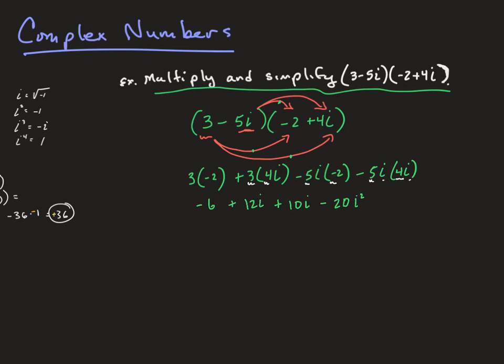Now, doing some combining like terms, I have a real number here, which has nothing to combine with, so I'll just bring it down. Then I have two terms with just an i in them, and I will combine those. So I have 12i plus 10i, and that is going to give me 22i. Then I have this term right here, which is negative 20 i squared, and we know i squared is the value of negative 1. So now I can simplify some more. I have negative 6 plus 22i. Negative 20 times a negative 1 is going to give me a positive 20.